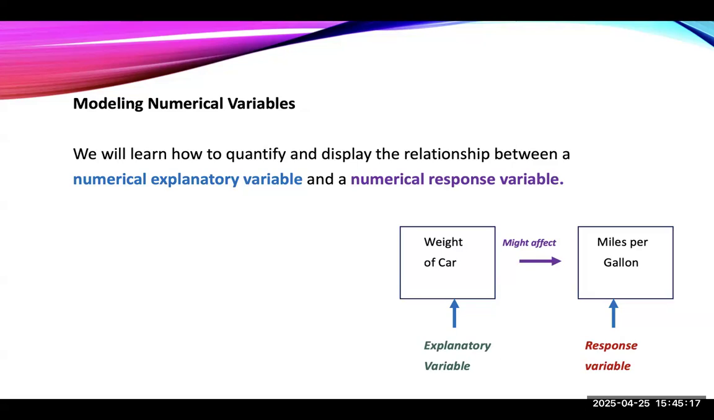So things like weight of a car, miles per gallon, those are things we measure and they're numerical. But things like eye color or place of origin, those aren't well suited for a scatter plot. So we're going to focus on numerical variables and creating scatter plots for these numerical variables. We'll also talk about the strength of the relationship between those two variables.